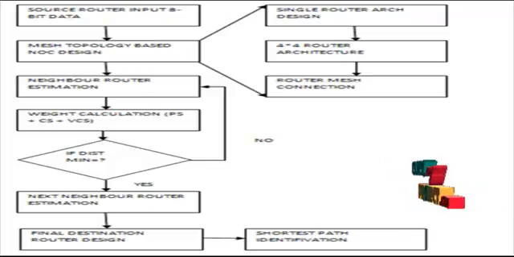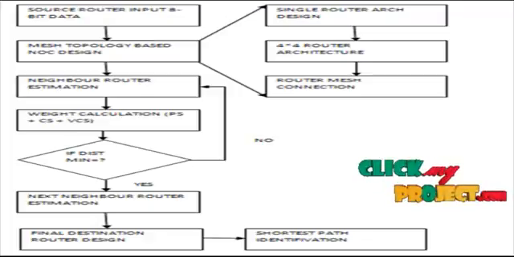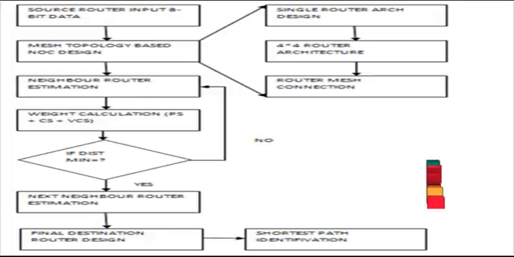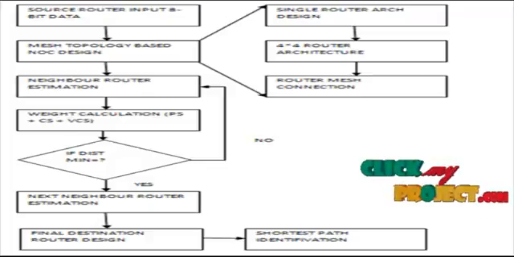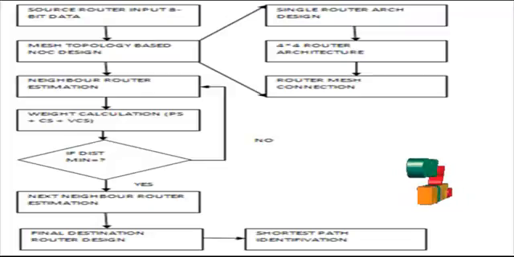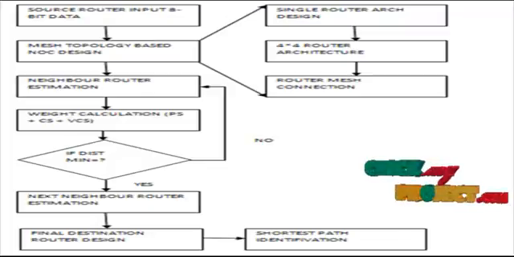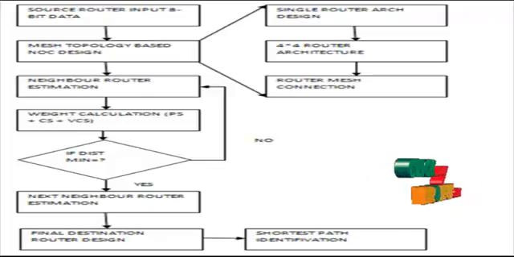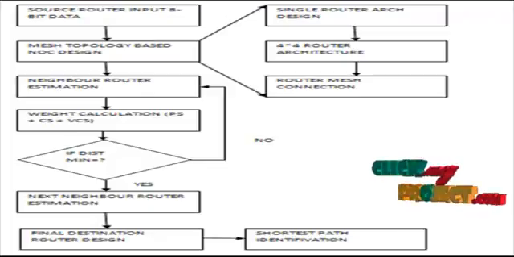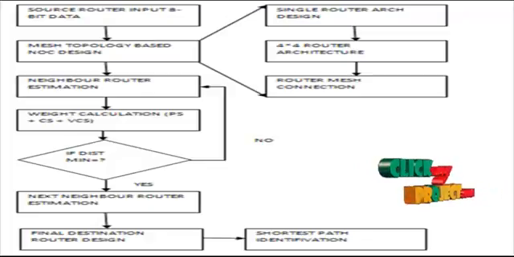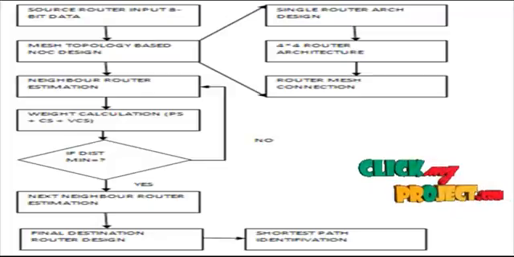the shortest path allocation process is processed for next path selection and next router estimation, and finally we identify the next shortest path and next neighbor router estimation control. This control is followed by the overall destination based final data router approach, and we identify the next router estimation and calculate the final destination router design. This process identifies the shortest path allocation for our 4x4 NoC architecture design. This is the overall flow diagram for the 4x4 mesh topology based NoC architecture design.